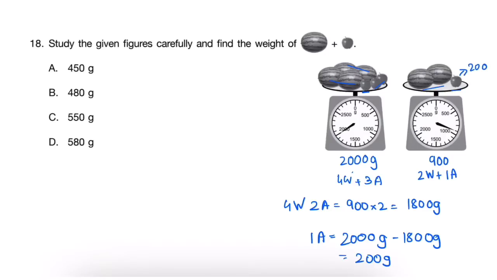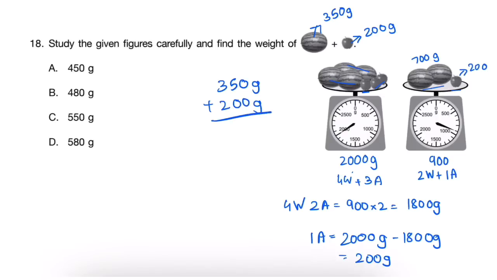So if we subtract 200 gram from 900, we'll get the weight of 2 watermelons, that is 900 minus 200, 700 gram. So weight of 1 watermelon is equal to 700 divided by 2, that is 350 gram, and weight of 1 apple was 200 gram. So 350 grams plus 200 grams is equal to 550 grams. Correct answer is option C.